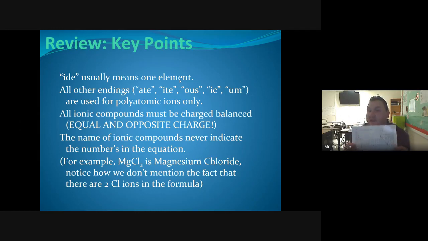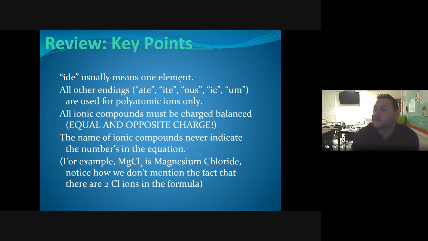If it ends in ate, ite, ous, or ic, do not look on the periodic table. They're not on there. Ammonium is not on here. Carbonate is not on here. So if you waste your time looking for it, it's going to really suck, okay? And I've seen students do that, okay?